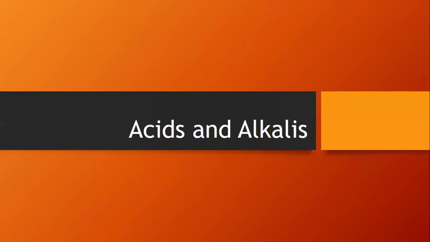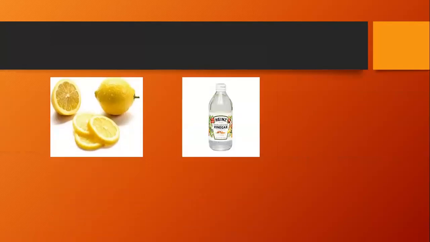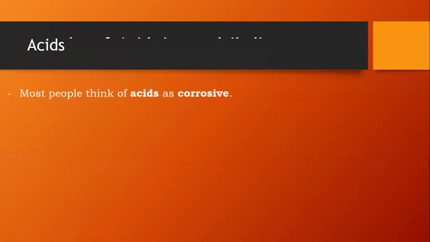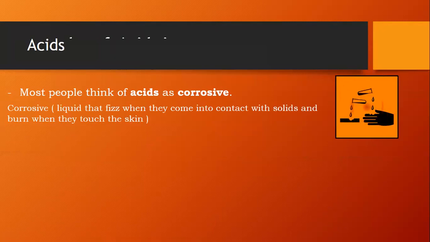So what we took yesterday, we took the acids and the alkalis. And we took different examples in your home, and you gave me different examples for the acids that we can find in our home. And then we said an important term, which is called corrosive. What's meant by the word corrosive? We said that corrosive means it is a liquid that fizzes when it comes in contact with a solid surface, and when it touches the skin, it's going to cause a burning effect. That's what we call corrosive. And here is the symbol for the word corrosive.